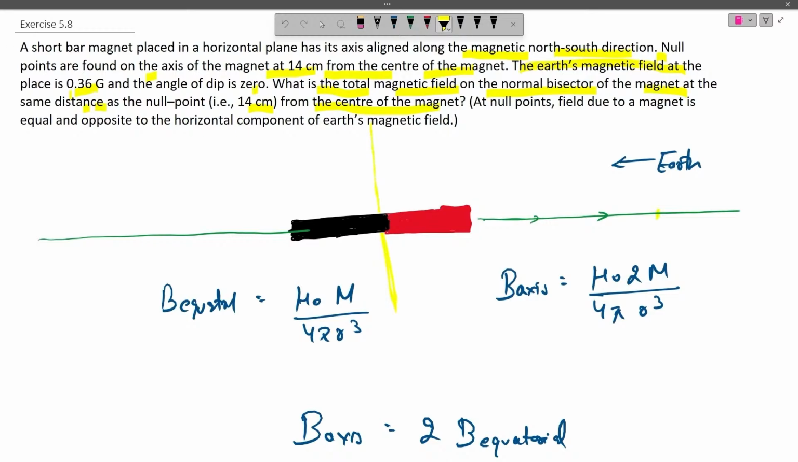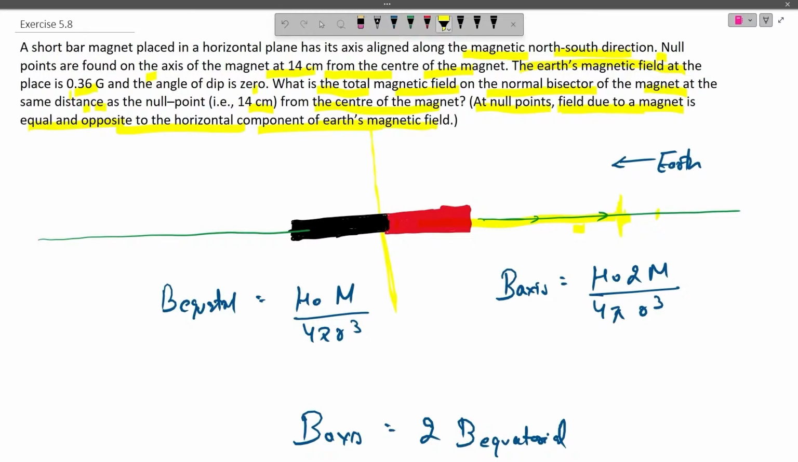At 14 cm away from the center on the axis, there is a null point. And what is a null point? Null point is where the field due to a magnet is equal and opposite to the horizontal component of the Earth's magnetic field. Since the dip angle is 0, at the null point the net magnetic field is going to be 0. That is, the magnitude of the magnetic field due to the bar magnet would be equal to the magnitude of the Earth's magnetic field, and its direction will be opposite. That's why they will cancel each other out.